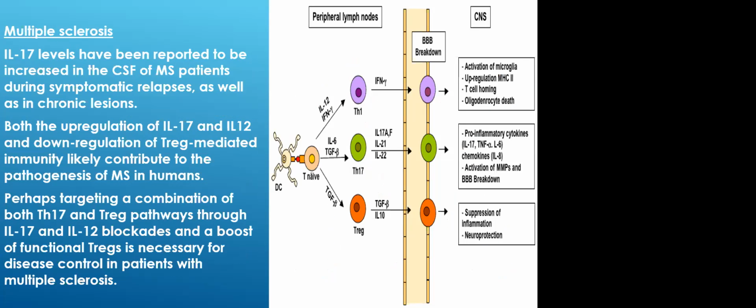Okay, so this is just a picture. The diagram here shows that we have three cells involved in multiple sclerosis: Th1, Th17, and Tregs. The cytokines of Th1 are interleukin 12 and interferon gamma. For Th17, it's interleukin 6 and transforming growth factor beta. And Treg is transforming growth factor beta and interleukin 2.